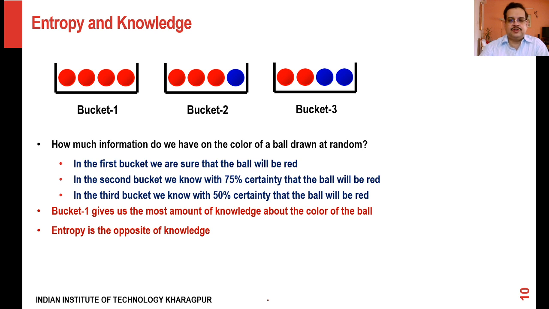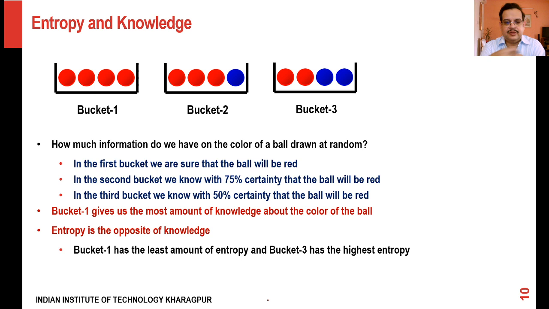And entropy is the opposite of knowledge. So knowledge is order, that is, you know the relationship between various variables, so it reduces the degrees of freedom. And entropy is about chaos. So the lesser that you know, the higher is the entropy, because whatever you try to deduce about the system, you will end up with very low probability of being certain that it will take certain value or certain decision. So bucket 1 has the least amount of entropy here, and bucket 3 has the highest entropy.